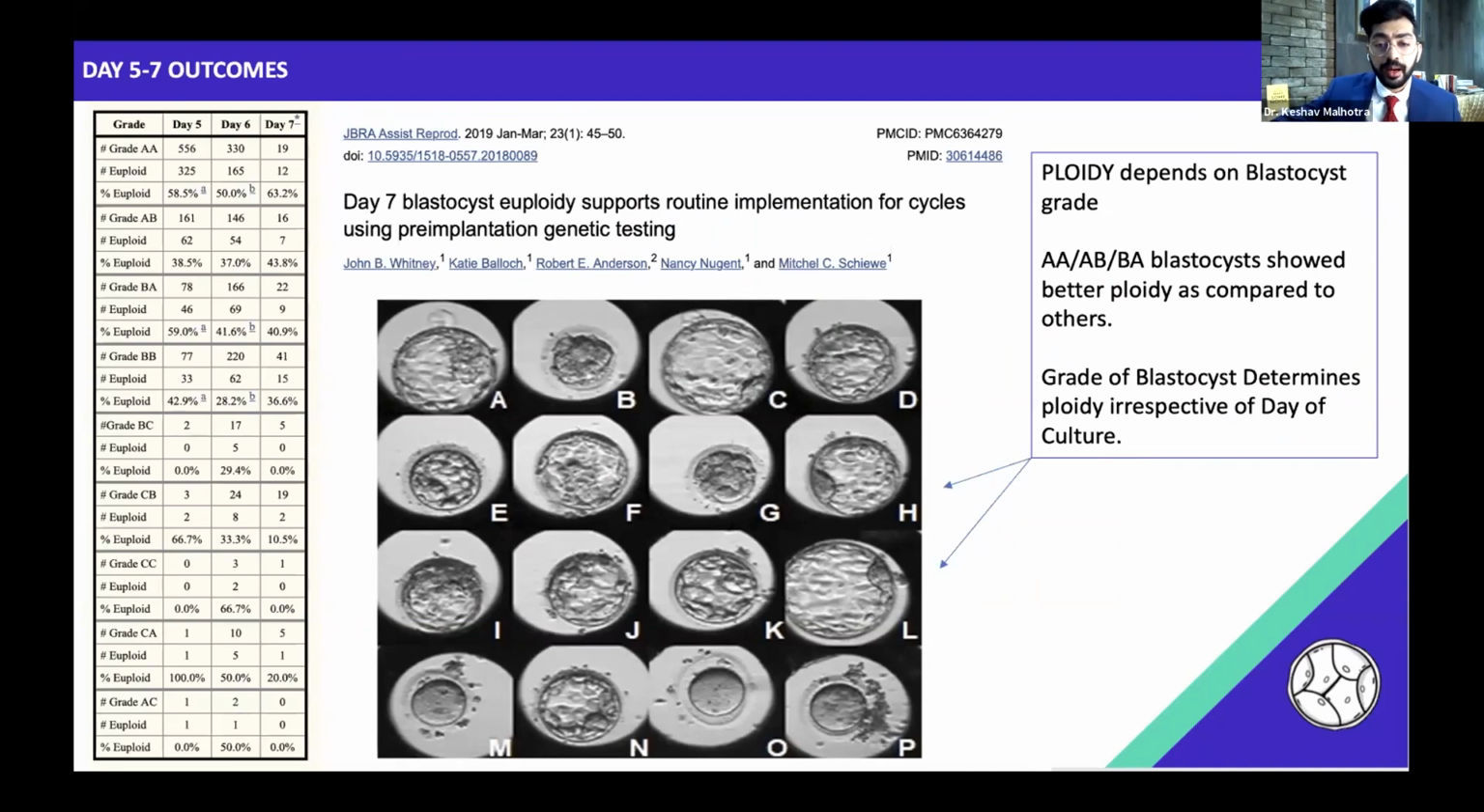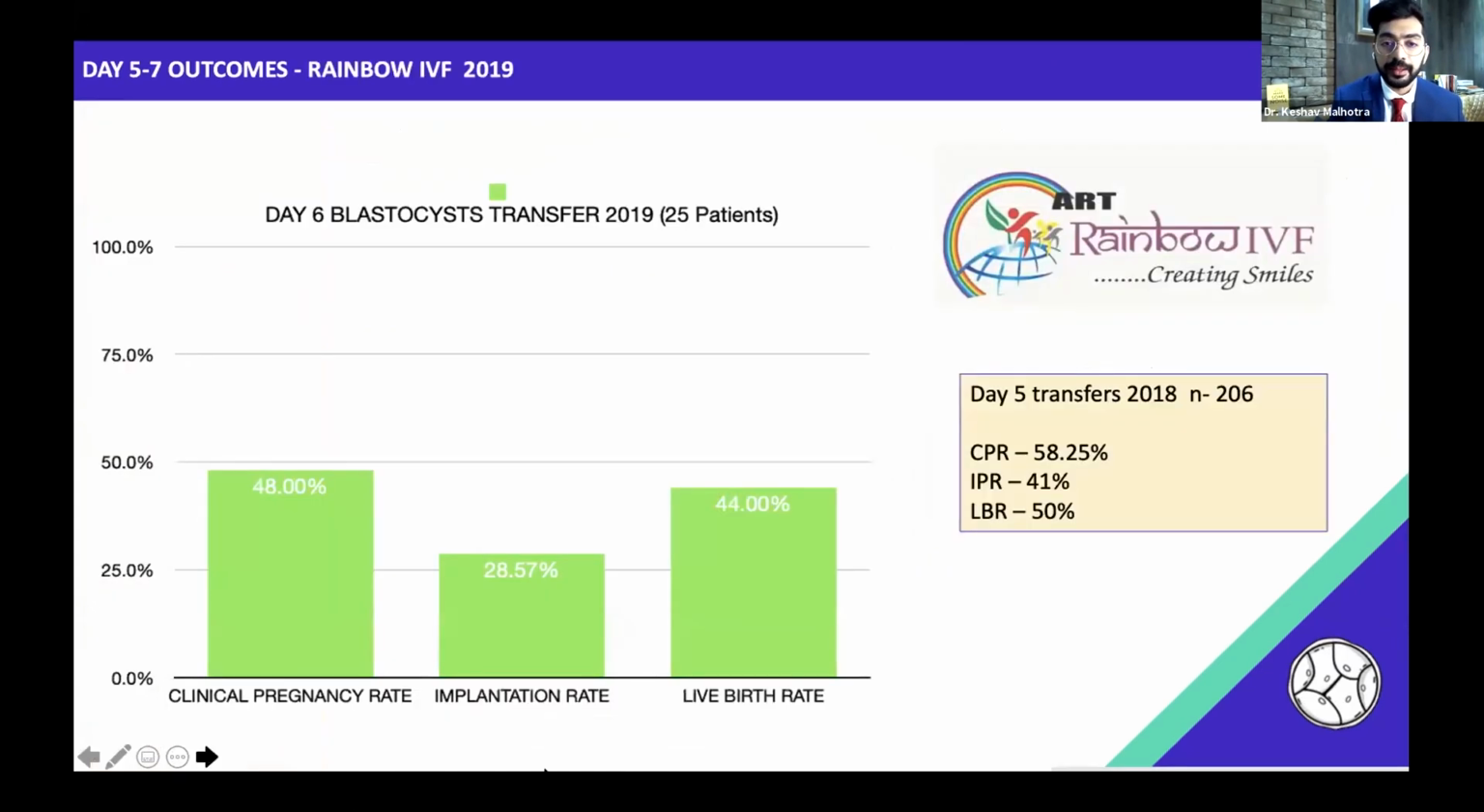Again, this is the same data, which signifies that ploidy, instead of depending on the day of blastulation, actually depends on the grade of the blastocyst. And AA, AB, and BA blastocysts showed better ploidy as compared to the others. So it's probably time to change our mindsets a bit.